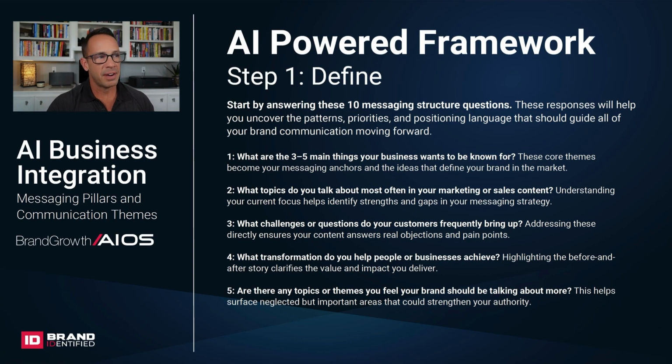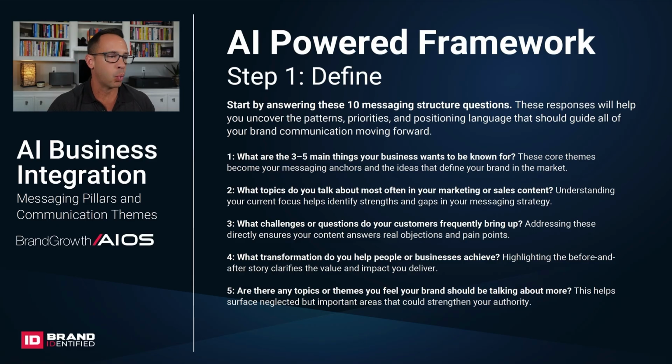Step number 1 of this AI-powered framework is to define. So start by answering these 10 messaging structure questions. The responses will help you uncover the patterns, the priorities, and positioning language that should guide all of your brand communication moving forward. So question number 1 here is, what are the 3 to 5 main things that your business wants to be known for? These core themes become your messaging anchors and the ideas that define your brand in the market.